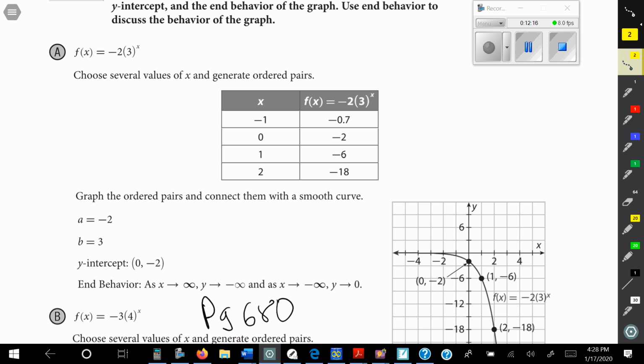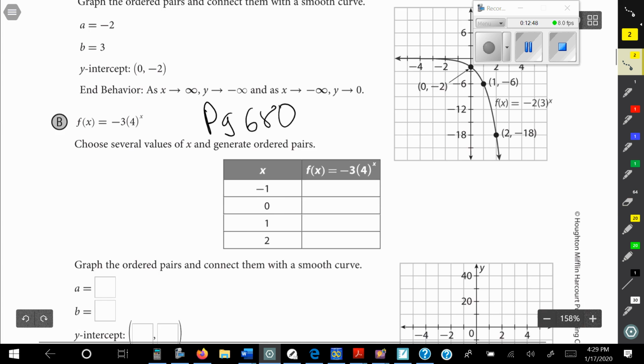And I say whole number, but as long as it's greater than 1, you're good for b. Okay, so since we know that, we know our y-intercept is going to be 0, negative 2. You plot out your points here, and then you make a graph, like so. On this graph, as x goes to positive infinity, y goes to negative infinity. But as x goes to negative infinity, y gets closer and closer to 0. Okay, let's take a look at another example.